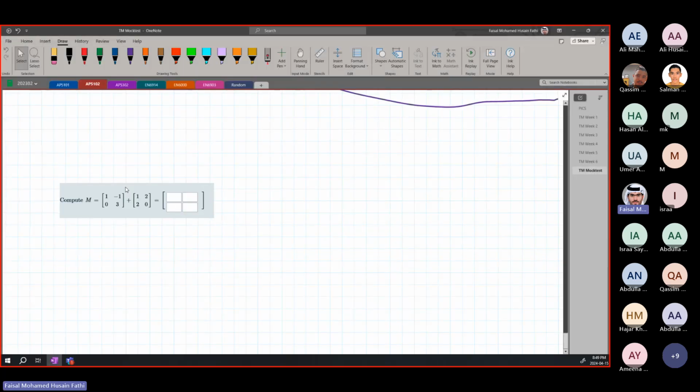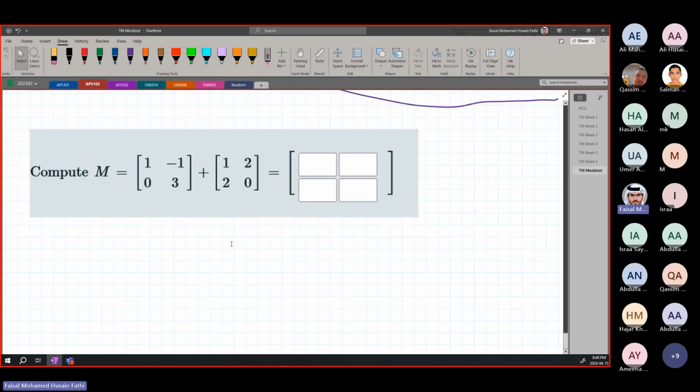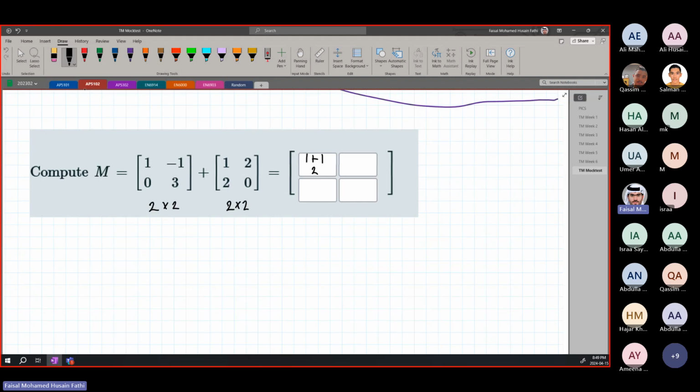A matrix question. Compute M. Addition. Remember, when we have matrix addition, first rule, you have to make sure that they're the exact same size. This is a 2 by 2, 2 by 2. What does that mean? It's 2 rows, 2 columns, 2 rows, 2 columns. So we're going to add each value together. So this is going to be 1 plus 1, which is 2. This is going to be minus 1 plus 2, which is 1. This is going to be 0 plus 2, which is 2. And this is going to be 3 plus 0, which is 3.